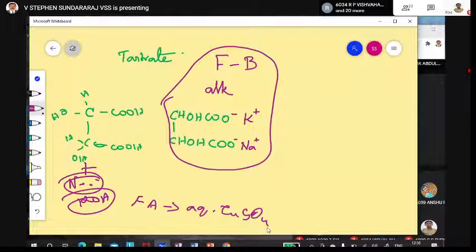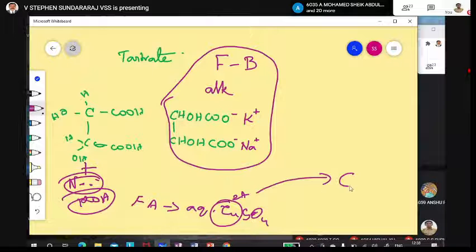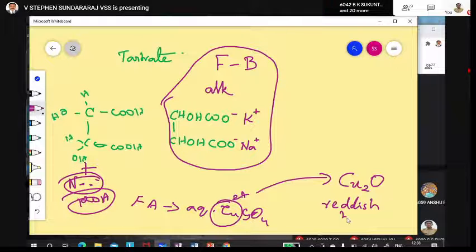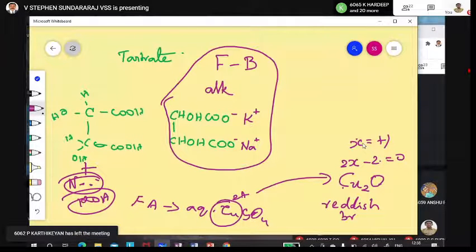Okay, so in copper sulfate, what is there? Cu2+ is there. So it will be converted into Cu. Actually, it is Cu2O. This is the reddish brown product. That is Cu2O, means what? 2x minus 2 equal to 0. Oxygen minus 2. So x is equal to plus 1. That is cuprous oxide. So this cuprous oxide will form a reddish brown precipitate, and this is the test for aldehyde. Once again, it is a very mild oxidizing agent. It will not be able to oxidize ketone into carboxylic acid.